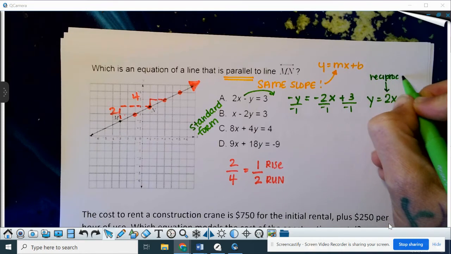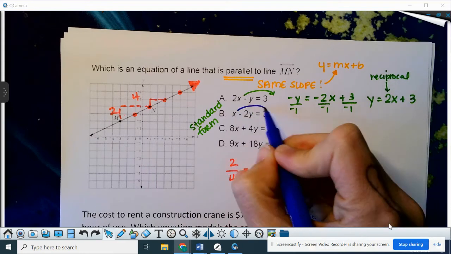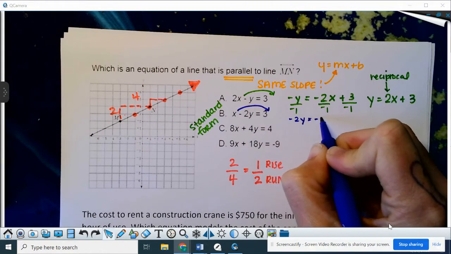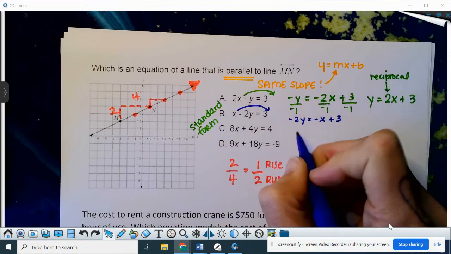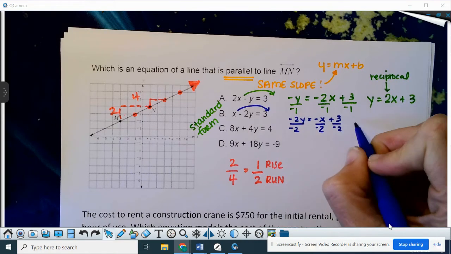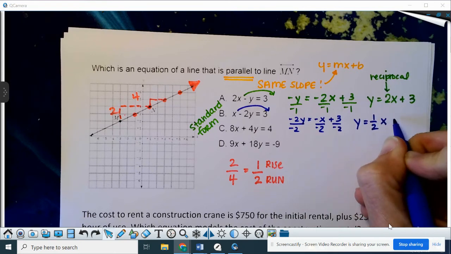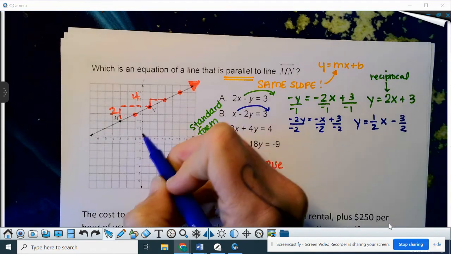Not the same, but reciprocal. So for this one, we're going to move the x. That's going to become negative 2y equals negative x plus 3. And it became negative because it crossed over, and it's the opposite of that positive. So divide by negative 2. So y equals negative and negative make this a positive 1/2 x minus 3 over 2.